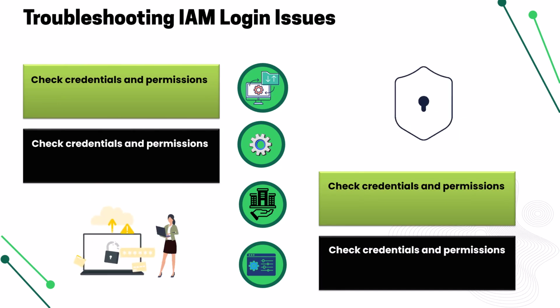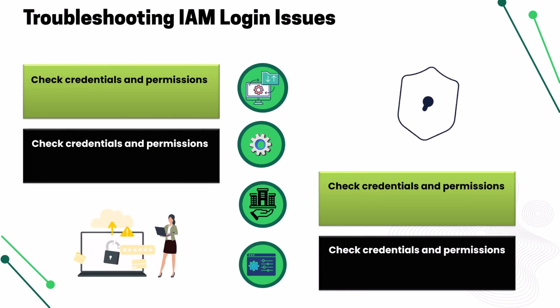Login issues, every admin's nightmare. First things first, double-check credentials and permissions. If MFA is enabled but not working, it's like being locked out of your own house. IAM policies may be blocking access. Think of them as invisible fences. And if all else fails, AWS CloudTrail acts like a detective, showing you every login attempt and what went wrong.